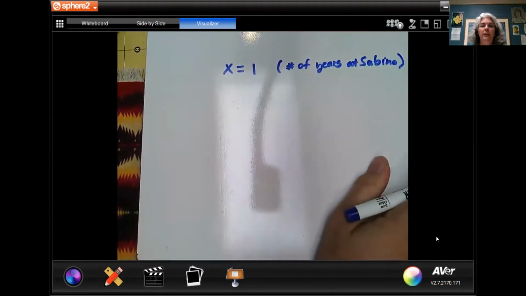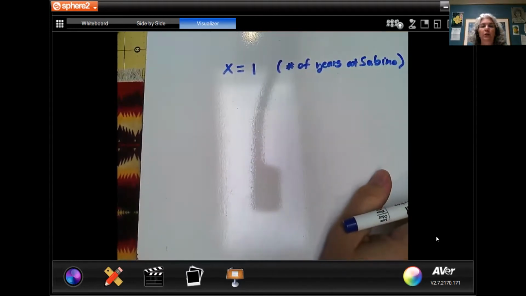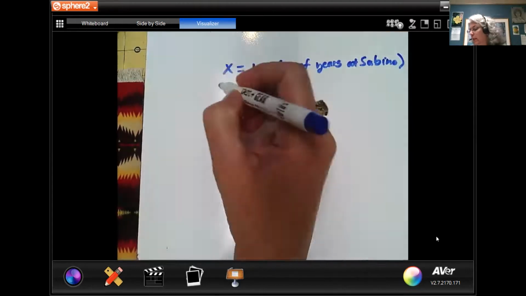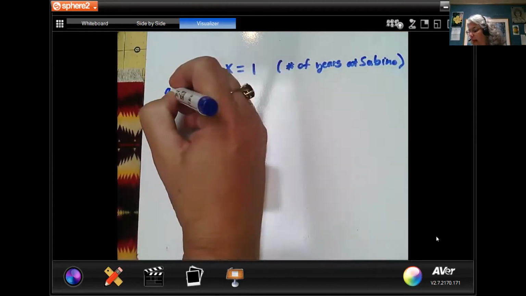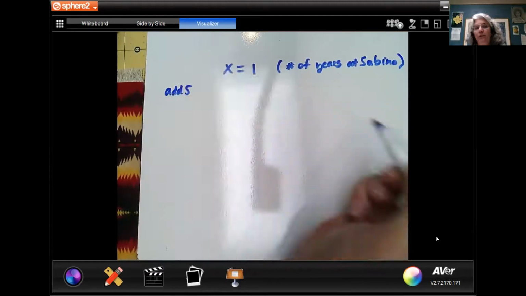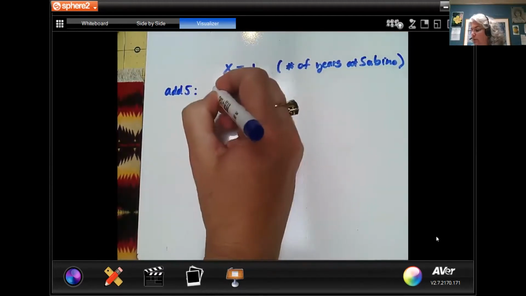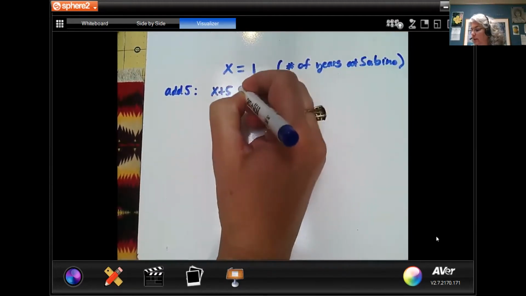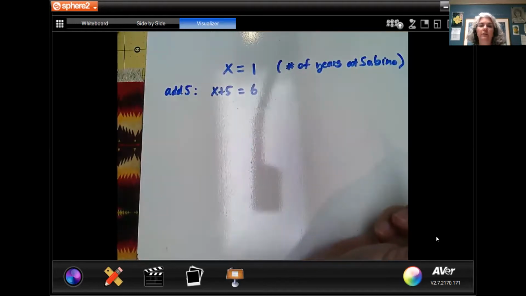Okay, so then in order to make a new equation, we're going to build up both sides. So whatever we do to one side, we have to do to the other side, and we can add, subtract, multiply, and divide to each side to create a new equation. So what I'm going to say is add 5 to both sides. All right, and so then what I get is x plus 5 equals 6. I've added 5 to both sides.